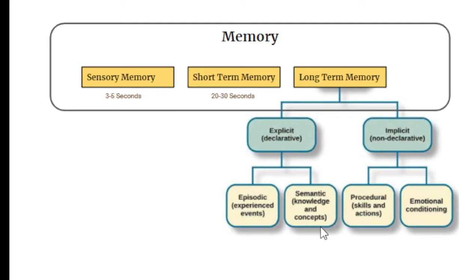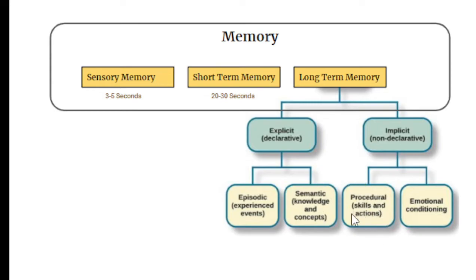The second type is knowledge and concepts. We are studying psychology right now, so we remember the concepts that we have studied before this or in our previous educational background. So that's the part of knowledge and concepts of conscious memory.